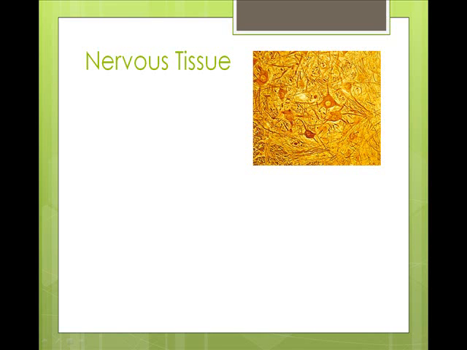The final tissue type that we need to talk about is nervous tissue. Nervous tissue has the function of conducting and even coordinating body information through the conduction of electrochemical signals. Now, in nervous tissue, we really have only two kinds of cells. We have neurons, and we have another type of cell called neuroglia.